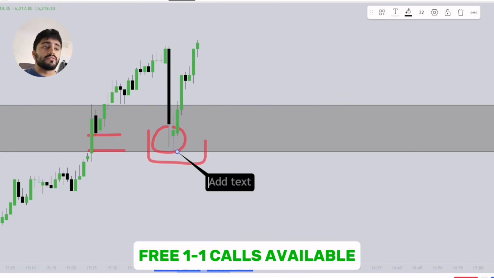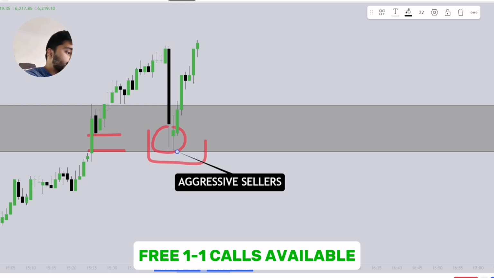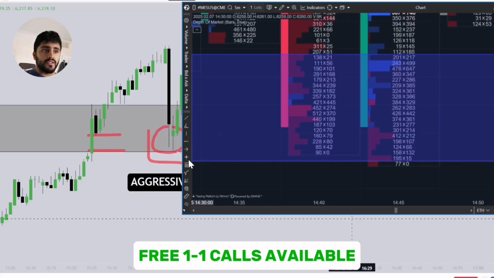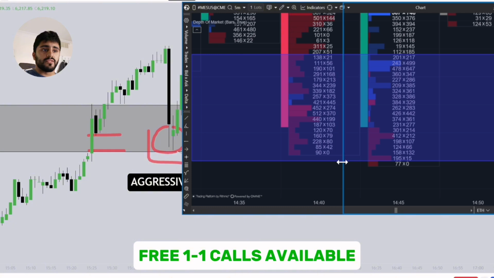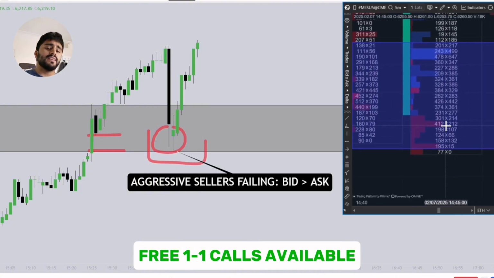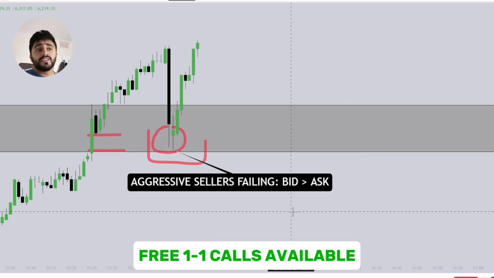So what we can see is a few things. We can see aggressive sellers failing. So we see a failure of aggressive sellers. And we can see that because the bid is a lot greater than the ask. That's what we see over here in this region. We can see 77 for 0. And we can also see 195 for 15. So we are seeing a negative delta. We are seeing the sellers being absorbed. This here is an absorption.